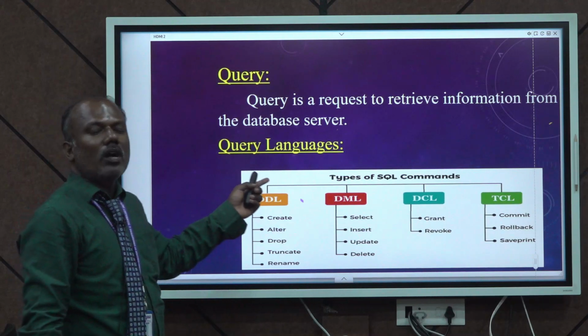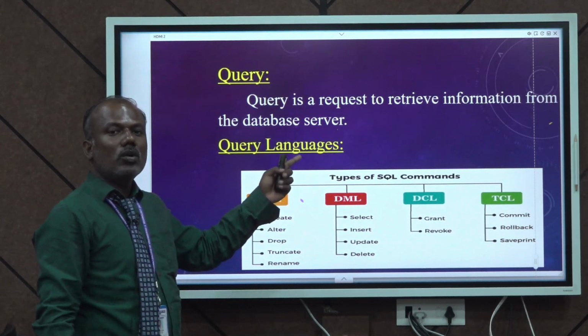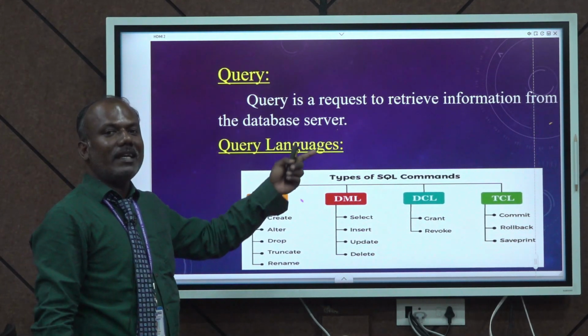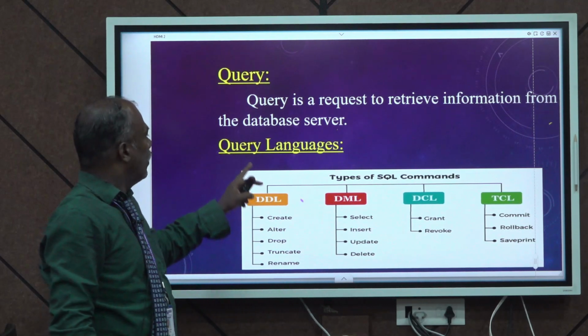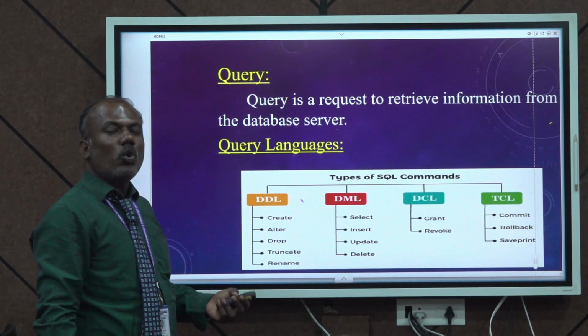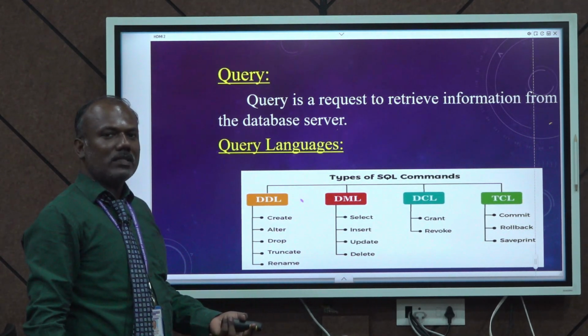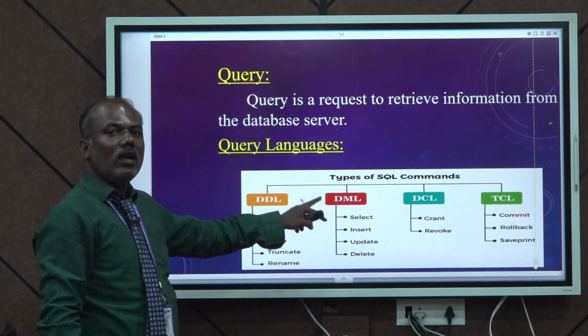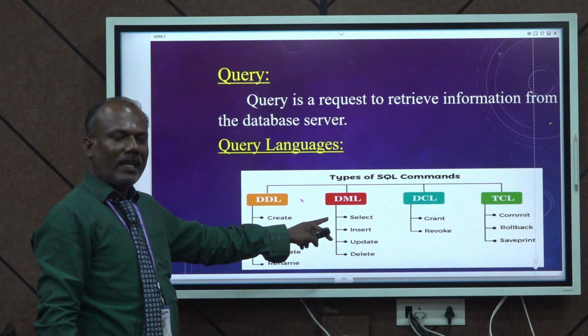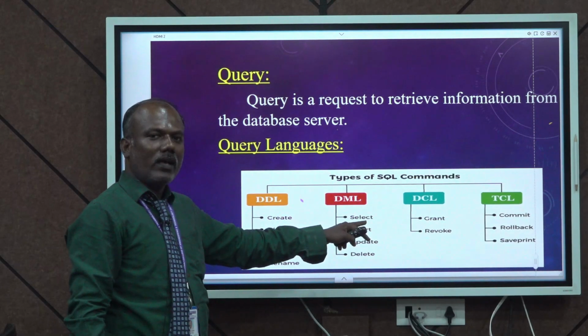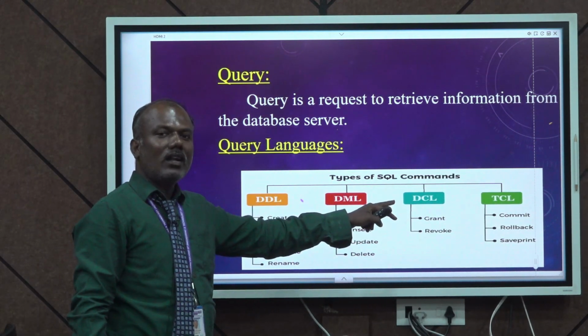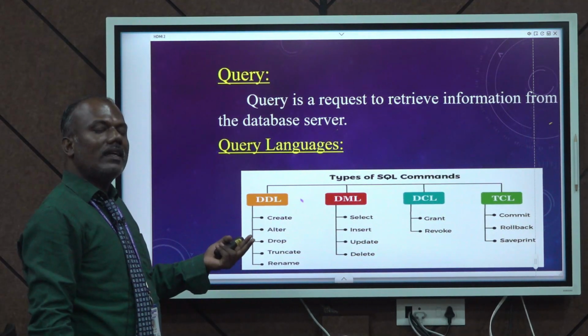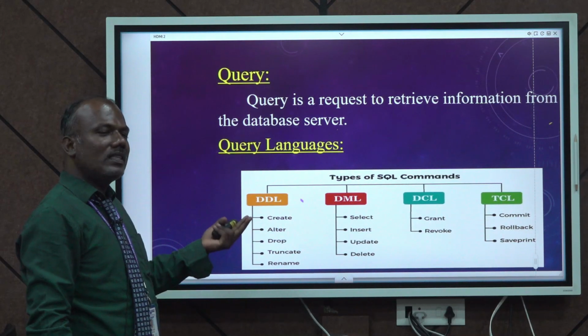The next one is what is query. Query is a request to retrieve the information from the database, that is called query. Different types of query languages are used in the DBMS. Those query languages are DDL, data definition language, DML, data manipulation language, DCL, data control language, and last one is TCL, transaction control language. We can easily remember it by using short words.